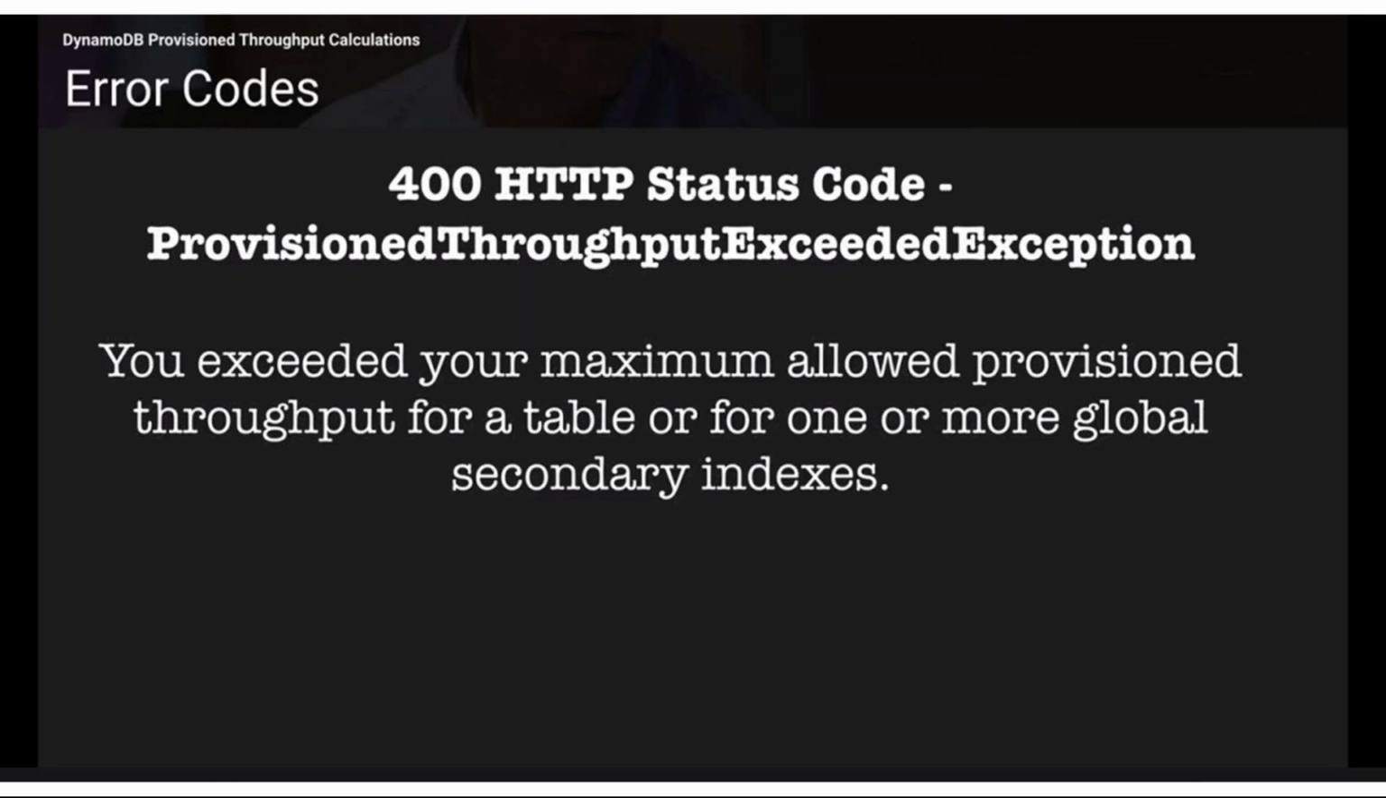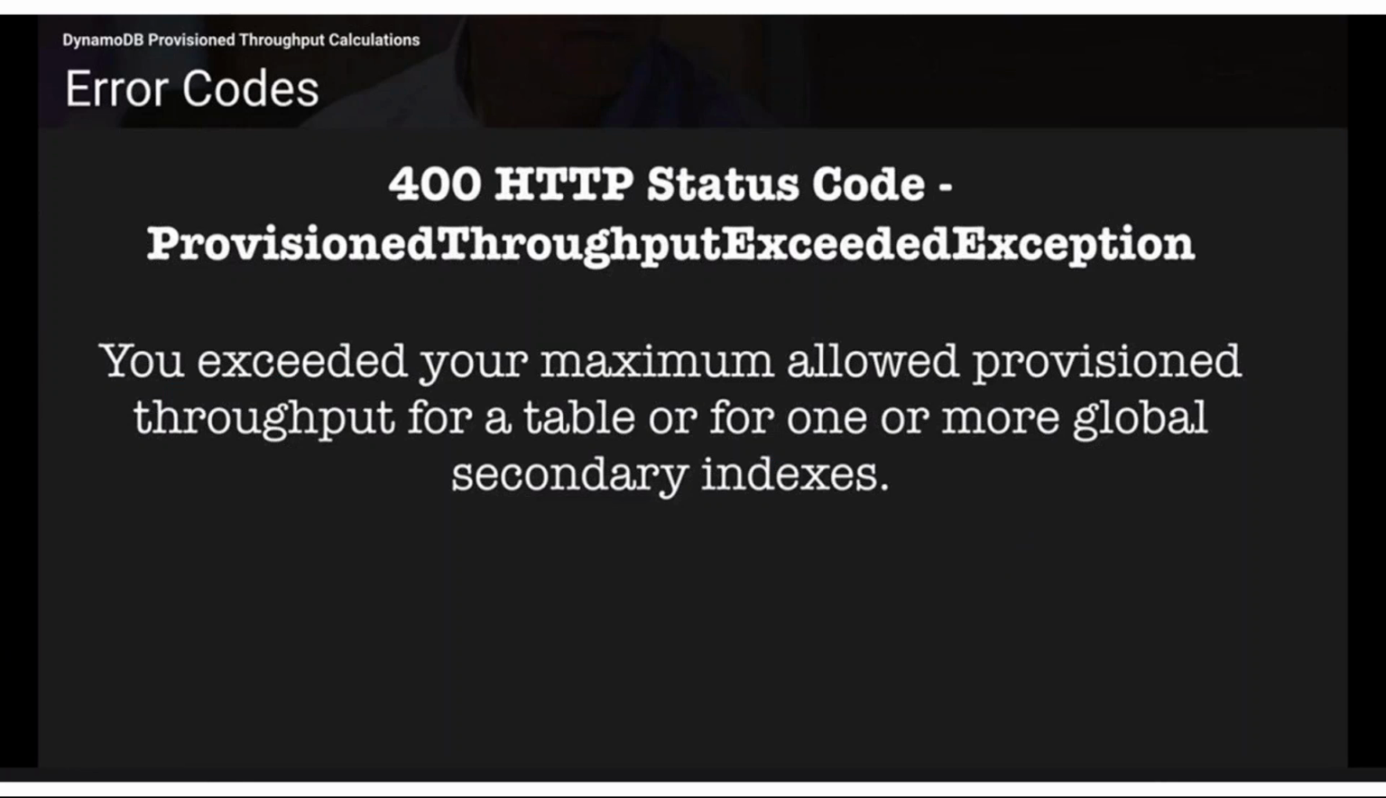So you're going to get this error, which is the 400, and the full form of the 400 error in DynamoDB is ProvisionedThroughputExceededException, which means you provisioned a specific throughput, but it has exceeded the limits of the same. Right? So you exceeded your maximum allowed provisioned throughput for a table or one or more secondary indexes. So it could be with global secondary indexes, or it could be with the table as well.